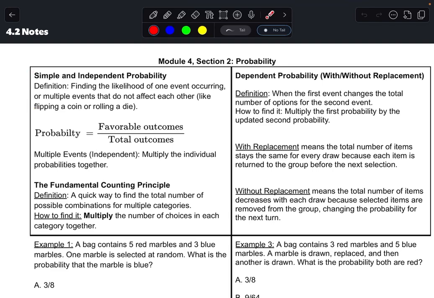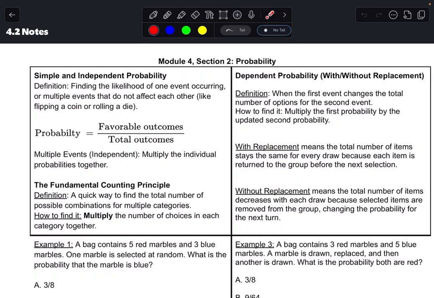Garcia here, back with another video, this time discussing still Module 4, but we're talking about probability. So only some big key things about probability to know about: your basic simple and independent probability, your fundamental counting principle, and then your dependent with and without replacement. So let's jump into this first section.